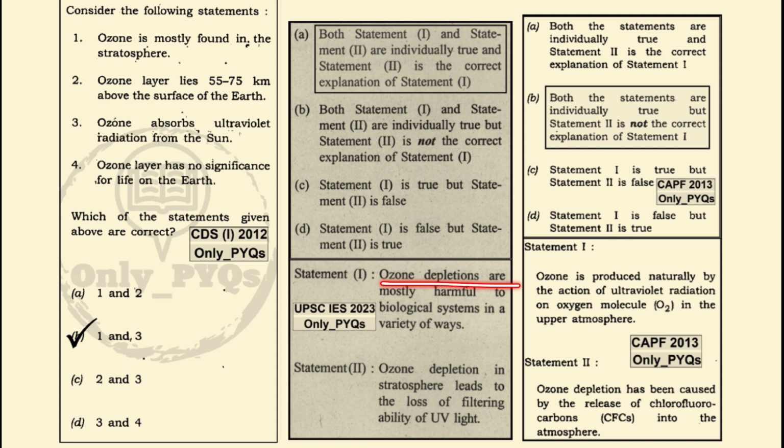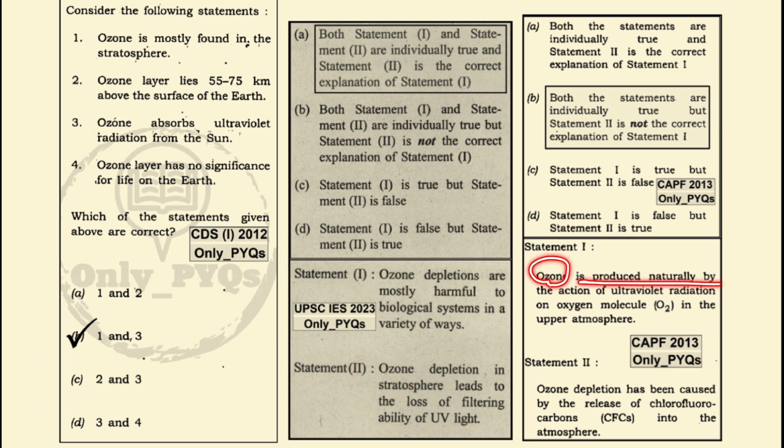Ozone depletions are mostly harmful to the biological systems in the variety of ways. Yes, this is a correct statement. Ozone depletion in stratosphere leads to the loss of the filtering ability of the UV light. This is also correct, and this statement is a correct explanation for statement 1.